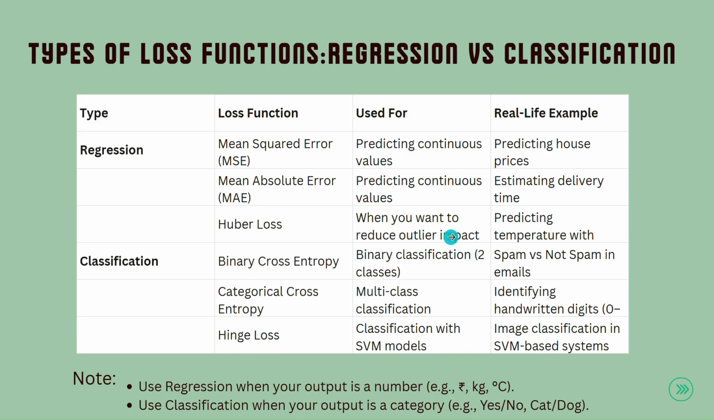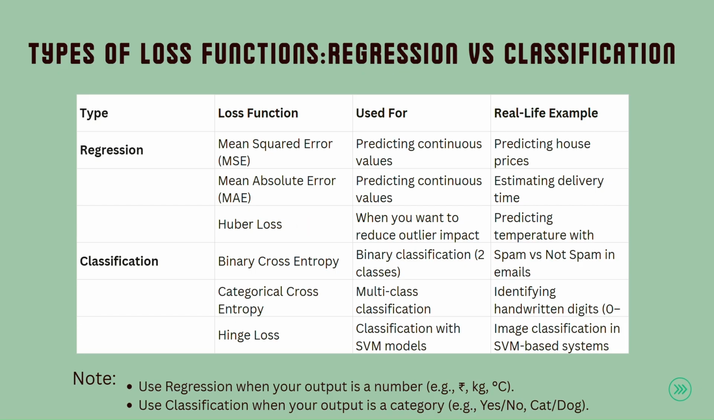So here you can see a table. In this table, the mean squared error and mean absolute error come under regression, and binary cross entropy and categorical cross entropy come under classification. Here the Huber loss and Hinge loss are also a few of the loss functions, but not used regularly. So we are going to discuss the popular ones, the most used ones.